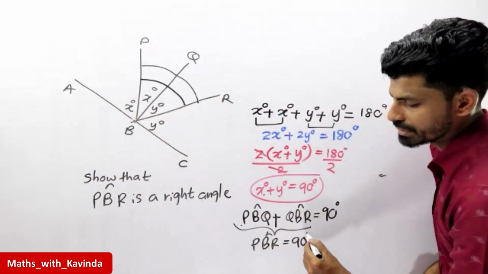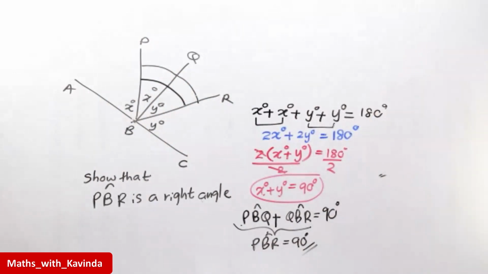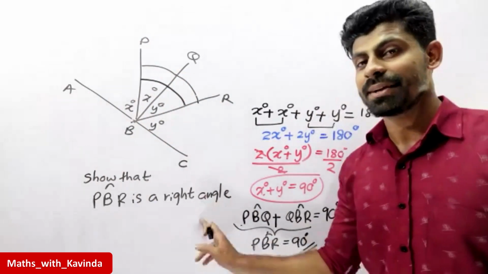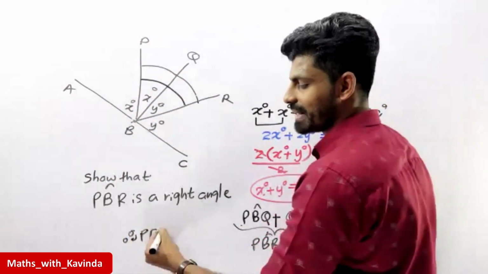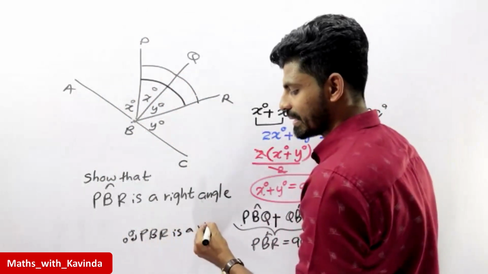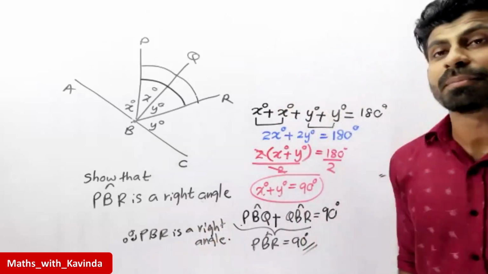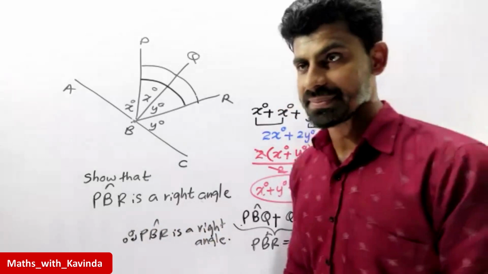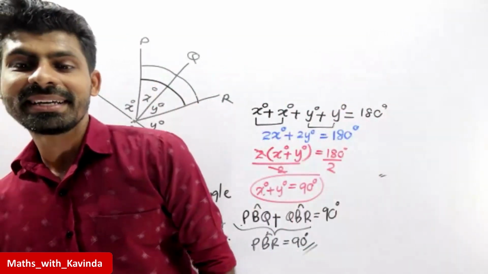PBR equals 90. PBR 90 means PBR is a right angle. So therefore, PBR is a right angle. Okay? Right. Then we can quickly move to the next one.